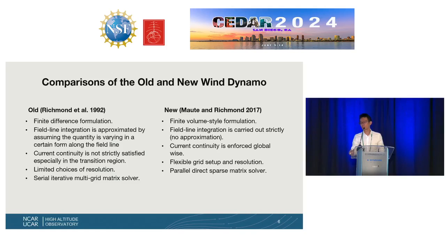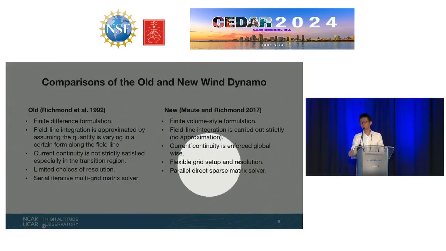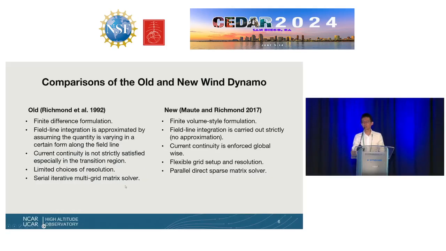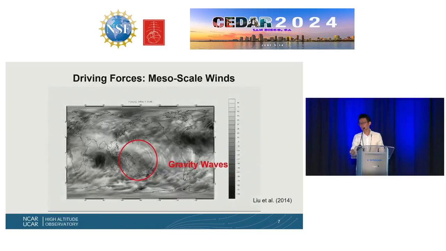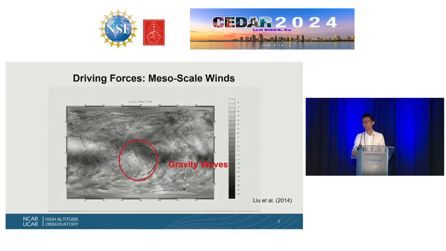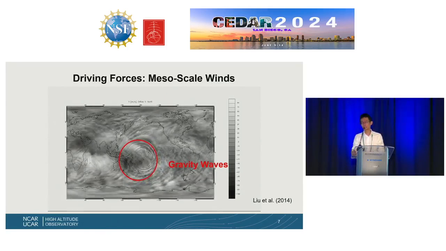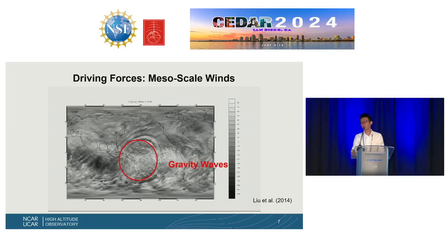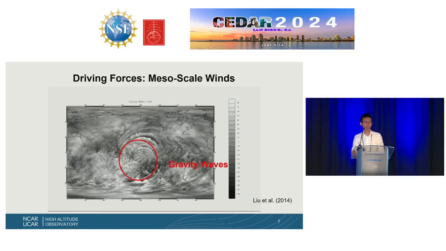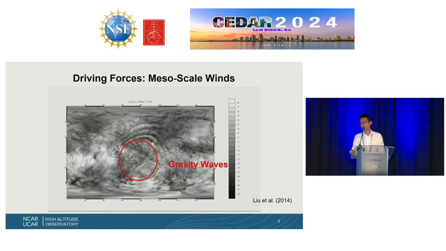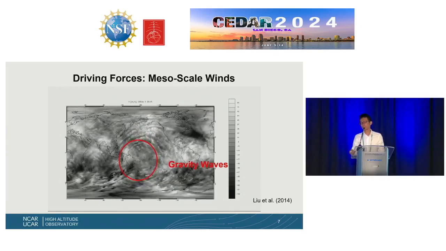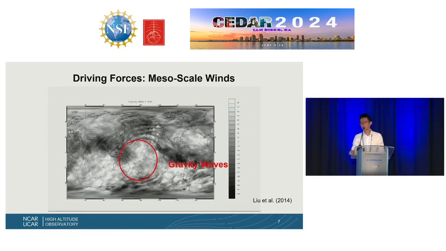The last point mentions the numerical matrix solver. The old dynamo uses a serial iterative multi-grid solver. The new dynamo uses a parallel direct sparse matrix solver, which can largely increase the speed of the calculation. As I mentioned, the wind has a Q term that affects the neutral wind dynamo. Among all those possible neutral wind perturbations, I'm going to talk about the gravity wave impact to the neutral wind dynamo.